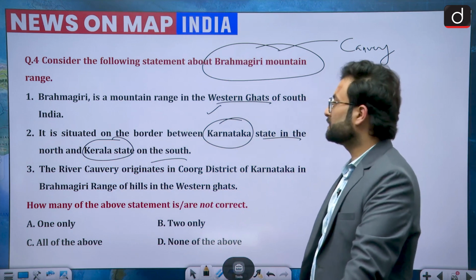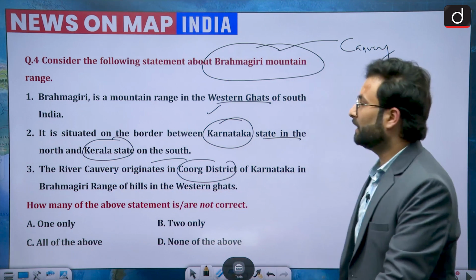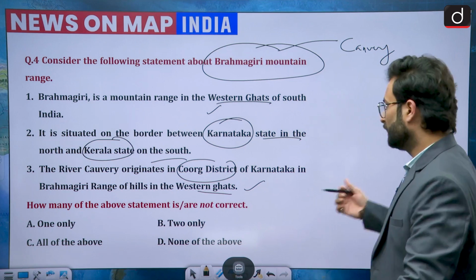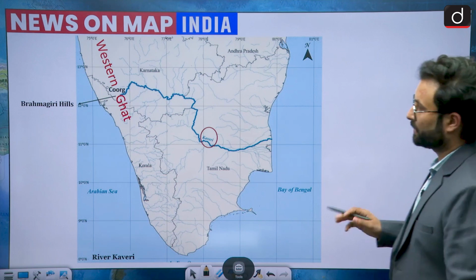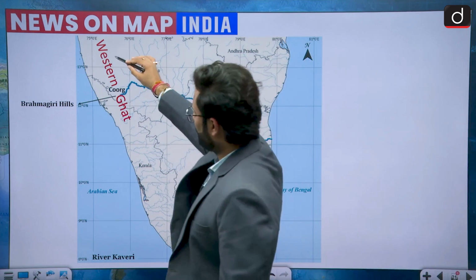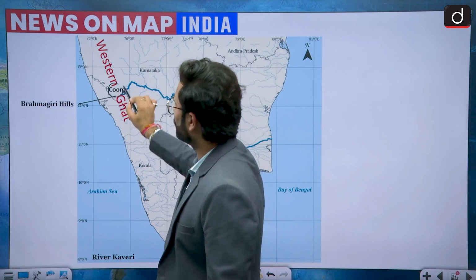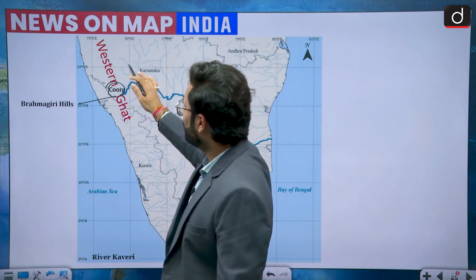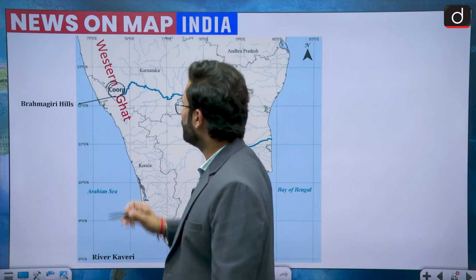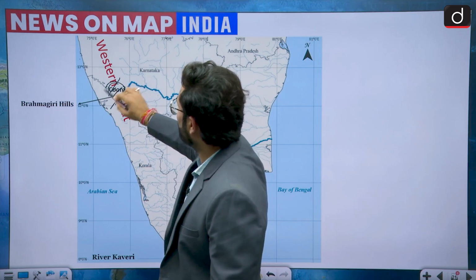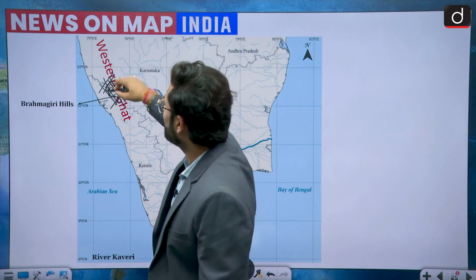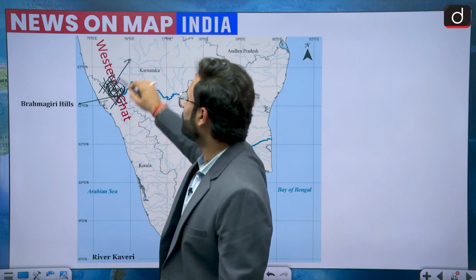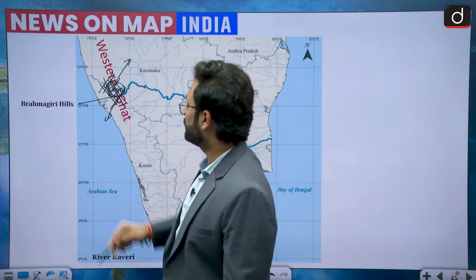Then river Cauvery originates from Kodagu district of Karnataka in Brahmagiri range of hills in the Western Ghats. This statement is also correct. So let's have a look at the location. In the southern part of Karnataka, somewhere here, is Kodagu. They are saying that it is on the border of Karnataka and Kerala. So this is the region which is your Brahmagiri Hills in the Western Ghats. So we can say that obviously the northern part is in Karnataka, and the southern part has Kerala.